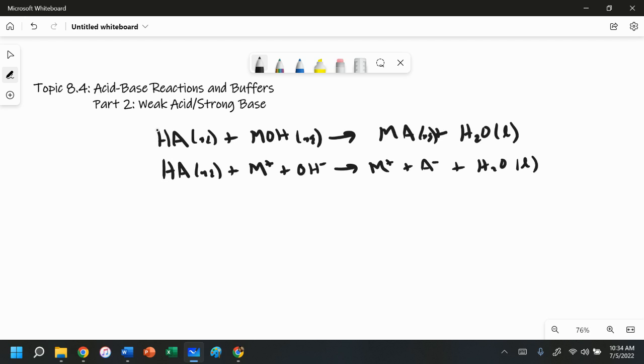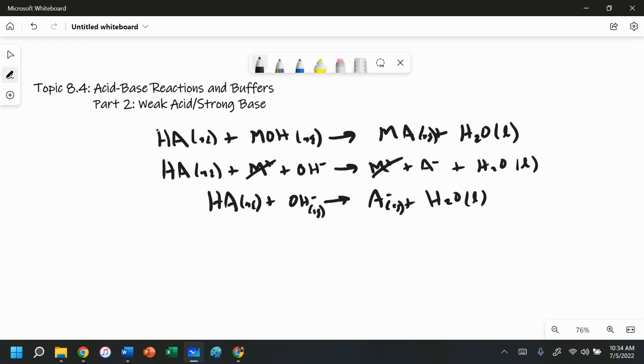To write the net ionic equation, we're going to cancel out our spectator ion, which is our metal ion. And so the overall reaction for a weak acid reacting with a strong base is the weak acid reacting with the hydroxide from the strong base to produce the anion in solution and water. And so this is our net ionic equation for this reaction.